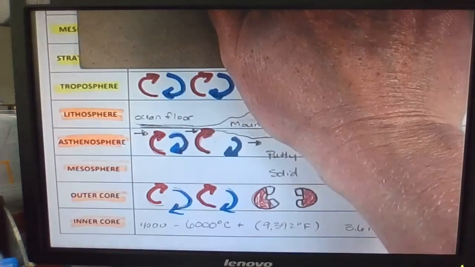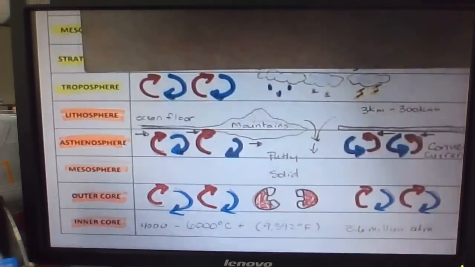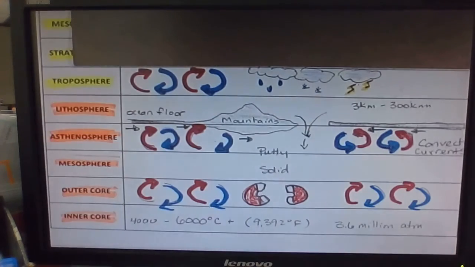Convection currents. So we have convection currents that occur in the troposphere as well. And those convection currents that are in the troposphere, they create our weather. So that's the second part of my diagram. Rain, snow, thunderstorms.